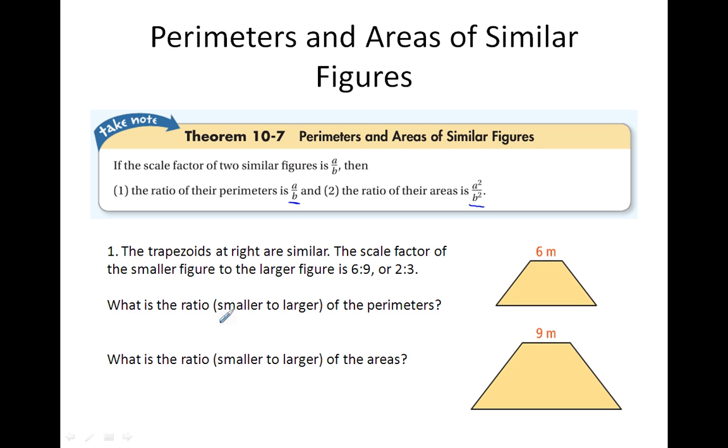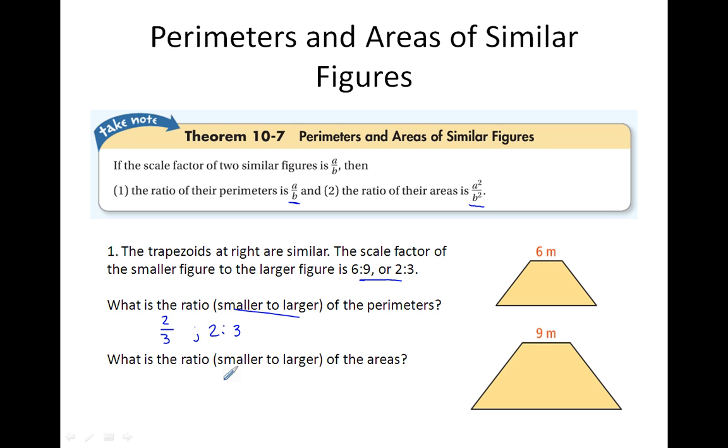What is the ratio, smaller to larger, of the perimeters? Well, that's the same as the scale factor, so it's also 2 to 3, and we can either write it as a fraction or in the form of a ratio with the colon in the middle.